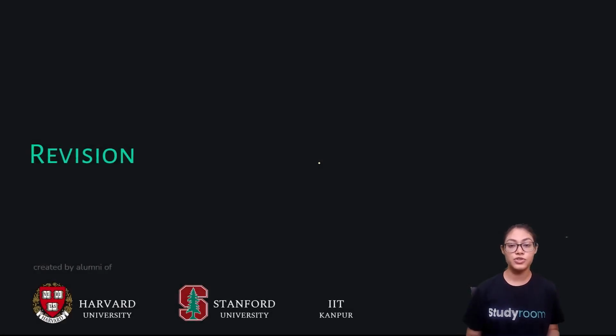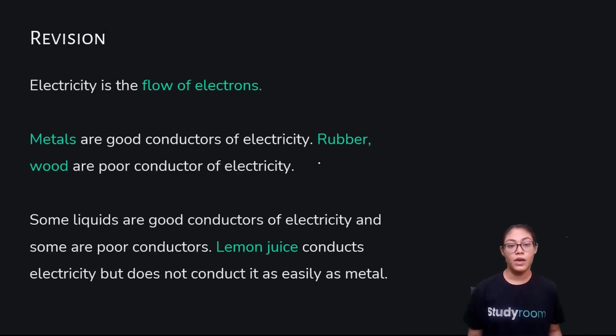So this was all for this chapter on chemical effects of electric current. Now let's revise the whole chapter, what did we see in this chapter. Electricity is the flow of electrons. Metals are good conductors of electricity, while rubber and wood are poor conductors. Some liquids are good conductors of electricity and some are poor conductors. We performed an activity for lemon juice. There we saw that lemon juice conducts electricity but does not conduct as easily as metal. Right?